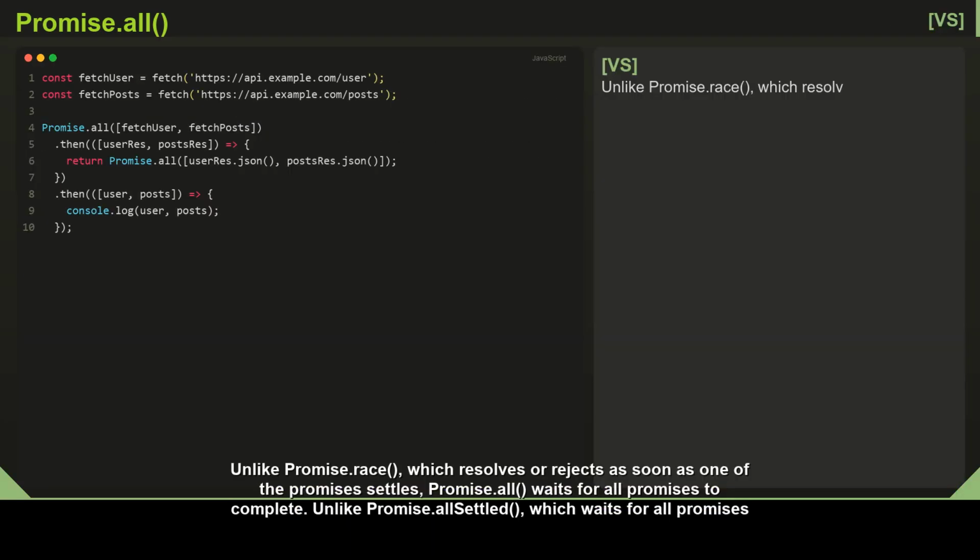Unlike Promise.race, which resolves or rejects as soon as one of the promises settles, Promise.all waits for all promises to complete. Unlike Promise.allSettled, which waits for all promises to settle, either resolve or reject, Promise.all rejects immediately if any promise rejects. Unlike Promise.any, which resolves as soon as one promise resolves, Promise.all waits for all promises to resolve.